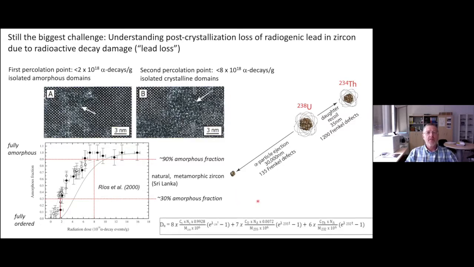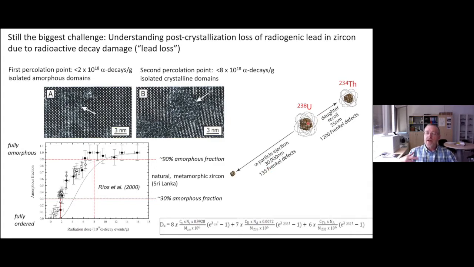Developments, but the real challenge, since Tilton 1960 to today, is understanding what is happening during the decay damage to the zircon lattice and how this is relating to the loss of radiogenic lead out of the zircon lattice. So this is our uranium-238, which decays into thorium-234. That's the first daughter. This is an alpha decay, so it ejects an alpha particle, which is a helium-4, so 2 neutrons, 2 protons. It is traveling quite far, but because it's so small, it doesn't really manage to make a lot of damage in the lattice.